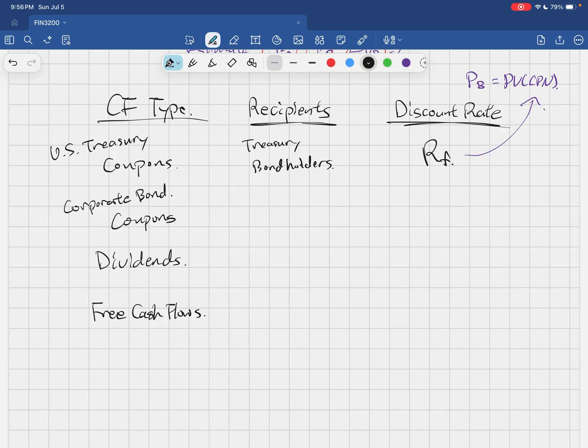Okay? And who gets the corporate bond coupons? Corporate bondholders. Corporate bonds are relatively safe, but riskier than US Treasury bonds, right? So the discount rate for these cash flows will be RD. This is exactly the YTM if it's an annual bond, so related to the YTM, I'll just say.